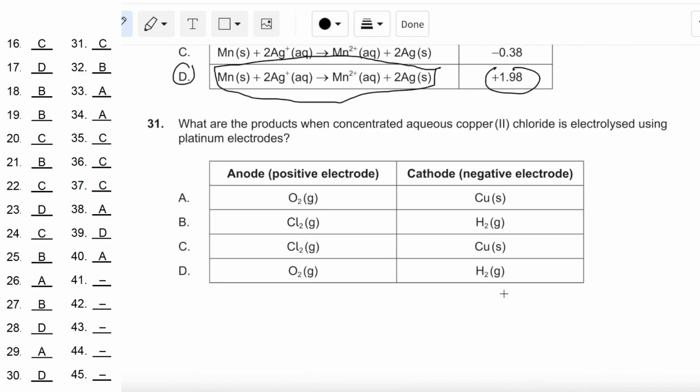Number 21. What are the products when concentrated aqueous copper 2 chloride is electrolyzed using platinum electrodes? Copper is below hydrogen in the reactivity series, so copper will be produced. What about concentrated CuCl2? If concentrated chloride is used, Cl will be discharged over oxygen. So Cu and Cl2. The answer will be C.